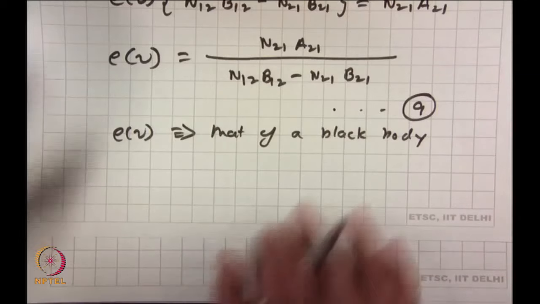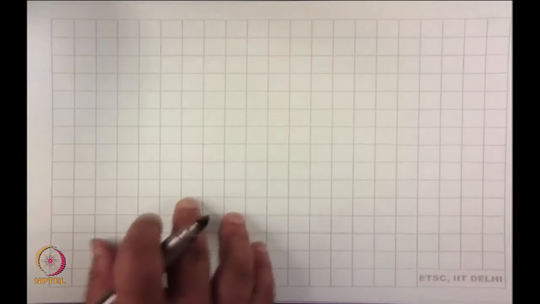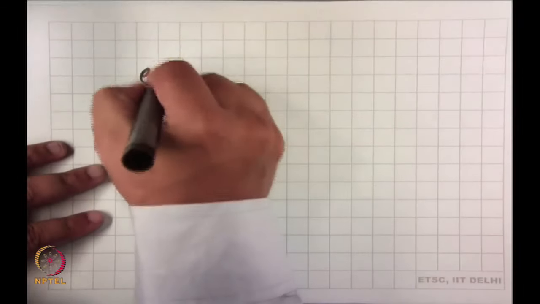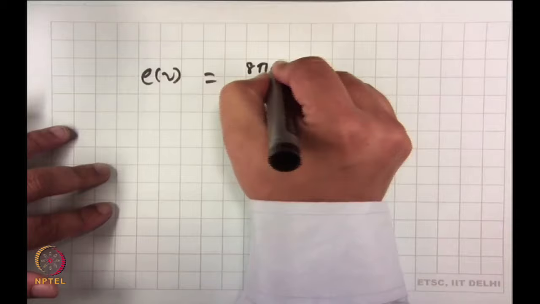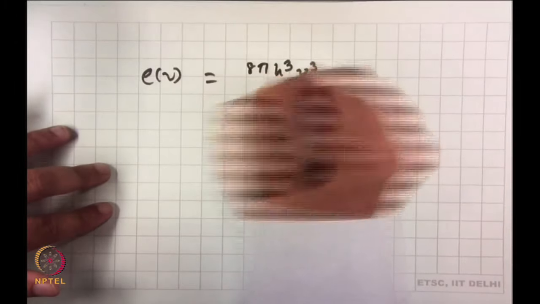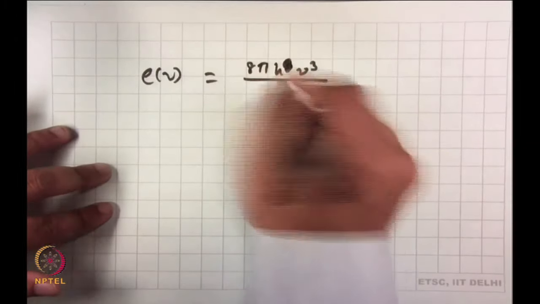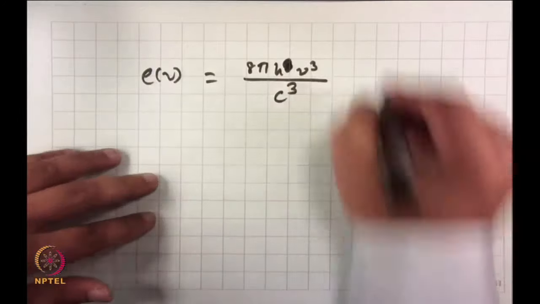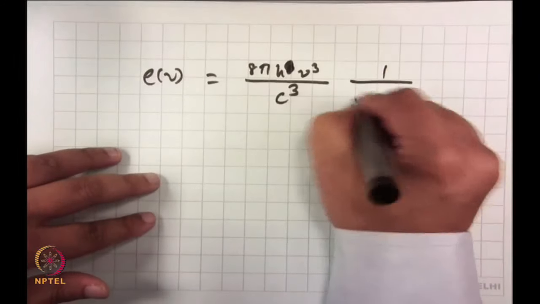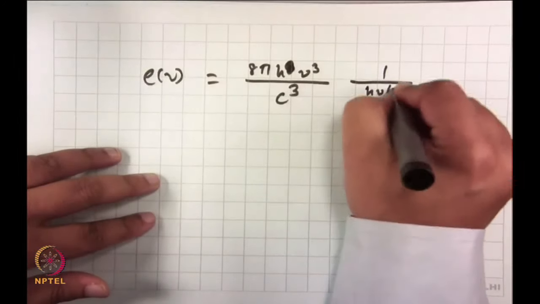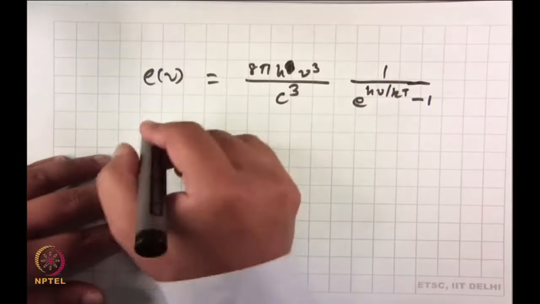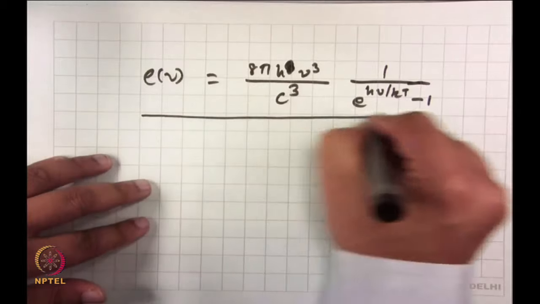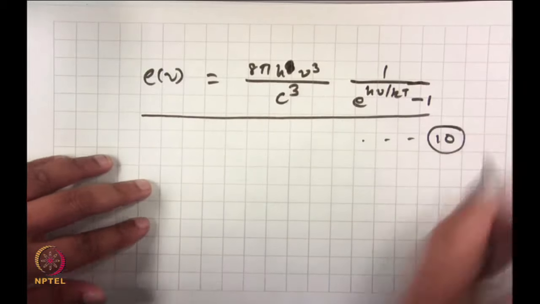If you remember that, from before, rho nu is equal to 8 pi h nu cube over c cube times 1 over e to the power h nu over k t minus 1. This is what you know from before.